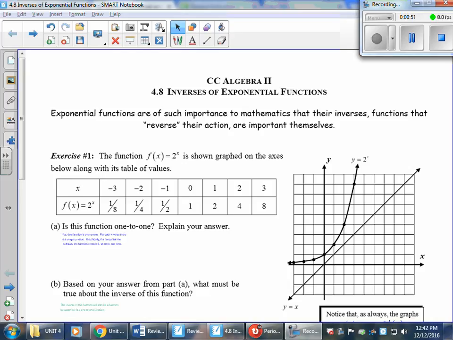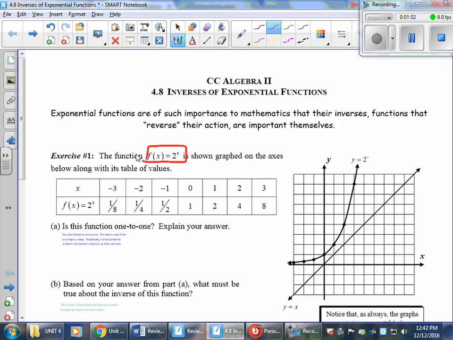And explain your answer. So of course we know one-to-one is the horizontal line test. Number one, it's a function. We know that. We're told f of x. So we're sort of told here that it is already a function, but the question here is asking, is this function one-to-one? And the horizontal line test is what answers that question.